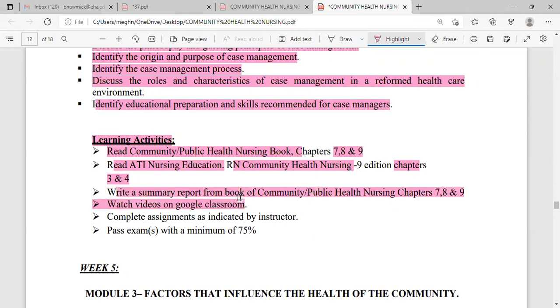Write the summary report in Public Health Nursing, chapters 7, 8, and 9. Watch the videos from Google Classroom. Complete the assignment as indicated by the instruction. Also, sit for the quiz and pass the exam with a minimum of 75%.